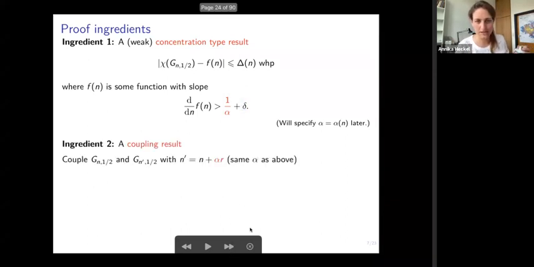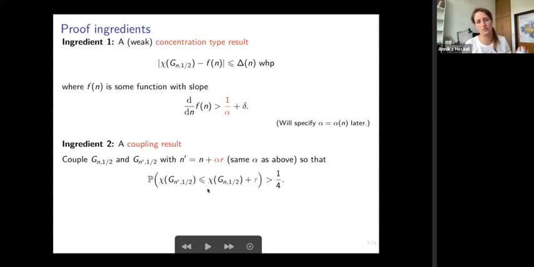What's the second part? The second part is a coupling result that compares the chromatic number of G(n,1/2) and a slightly larger G(n',1/2). And what does it do? So if you let n' be n plus alpha times r, again the mysterious alpha, then we need to show that the chromatic number of G(n,1/2) increases by at most r with some sufficiently high probability. So I've written a quarter here, but it's not important that this is 1/4. It could also be 1/1000, but it has to be some constant.